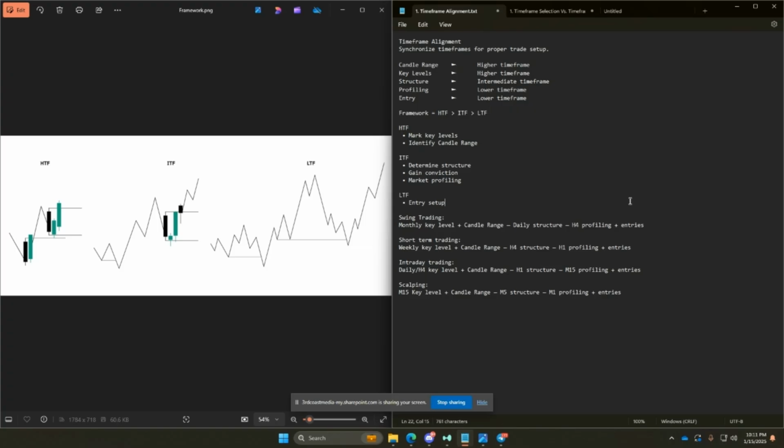First, we looked at the higher time frame, which in our example was the monthly chart, and then we marked the key levels. We identified a candle range, and then we used the ITF, or the intermediate time frame, to determine a basic market structure and build a profile. Then we moved on to the lower time frame to frame an entry setup.